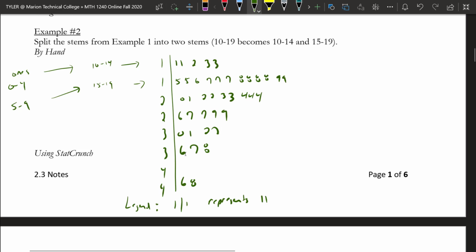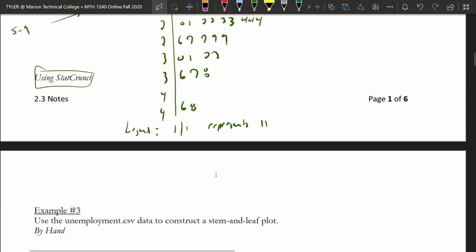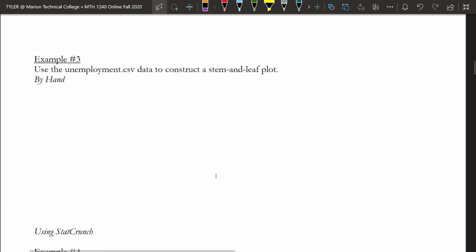Now I just showed you how to do this in StatCrunch, and it automatically picked that. So just like a histogram, there's no right or correct stem and leaf plot. They're both correct, but remember, some of them can be more useful than others.